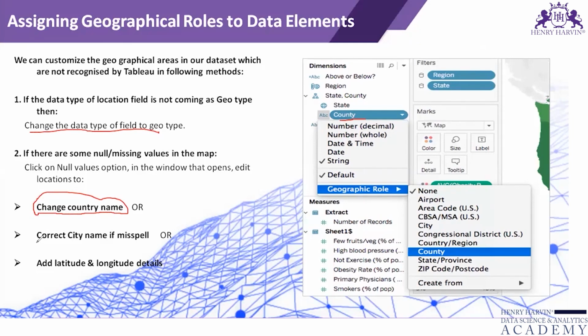Then maybe the country name is correct, but the name of the state or the province is misspelled. So you'll have to correct the name of the location. Then maybe the name of the location is correct, the country name is correct, but that particular location is not there in Tableau's map database. So you will add that location manually into the Tableau workbook map settings, by adding the latitude and longitude details corresponding to that particular location. So in this way, you can assign geographical roles to various data elements within the Tableau workbook.